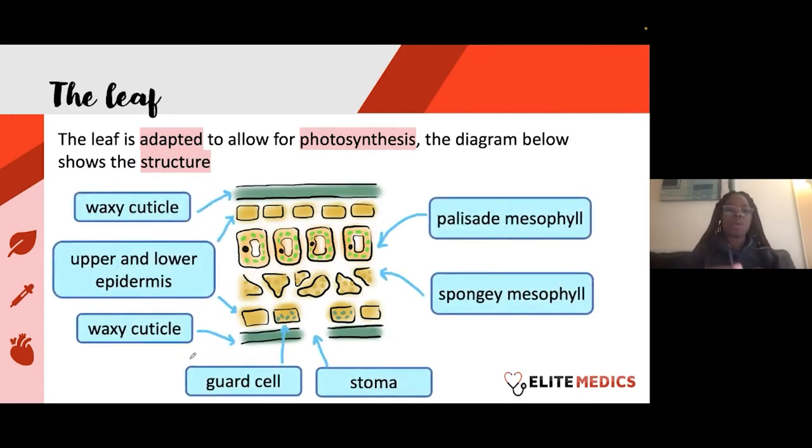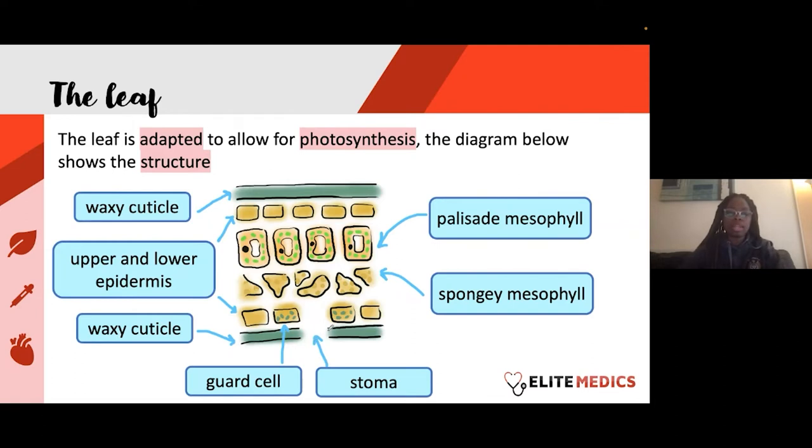So here at the top we have the waxy cuticle. Then if you go below that, we have the upper and lower epidermis. So this is the upper, this is the lower. We have the palisade mesophyll, and then the spongy mesophyll, and then we have the waxy cuticle on the bottom. These are the guard cells, and this is the stoma. So this is basically a hole. If you think about medicine, there are people who have colostomies, so they have their colon taken out. We produce an artificial stoma, a hole, an opening, to let that out. So stoma just means an opening.